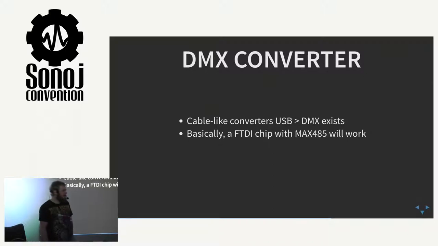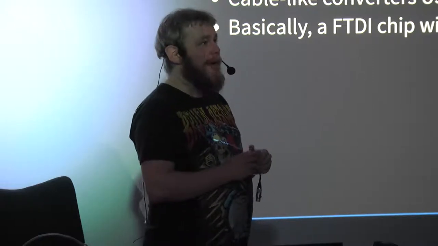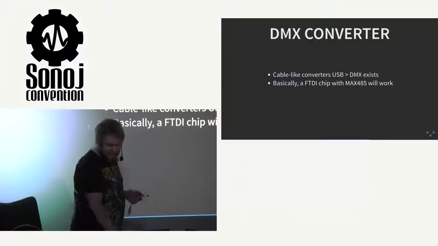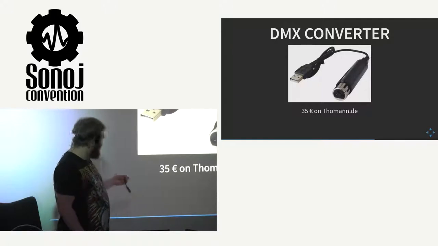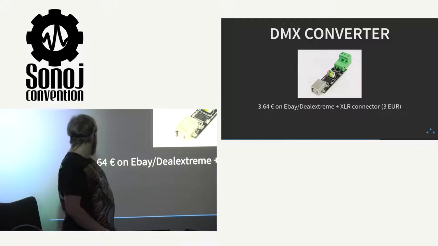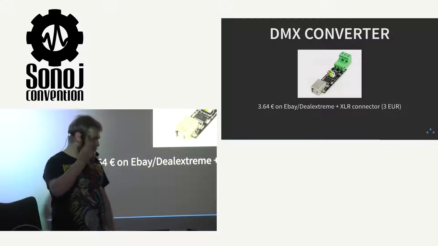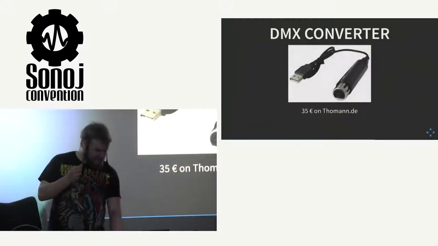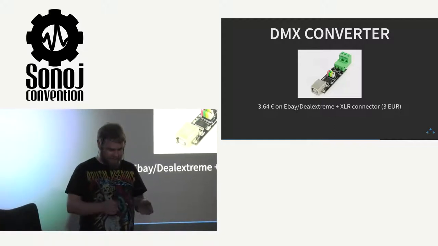So a DMX converter is one of the most important things. There exist cable-like converters like I have here, and I have one here, really homemade and really cheap. It's basically FTDI, a USB to serial line, and a MAX 485 chip, which makes it suitable for DMX. This is a converter found for 35 euros on Thomann. Or I have here this thing, you see how much it costs, not too much. I will send it to you so you can look. Really, this thing can do the same work as the previous one. This and this can do the same work, but this is not self-contained. You need to create a connector and make some case for it.